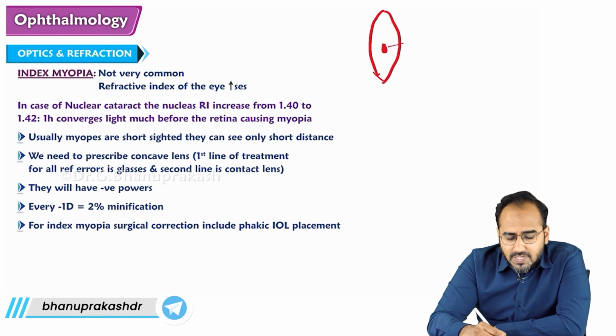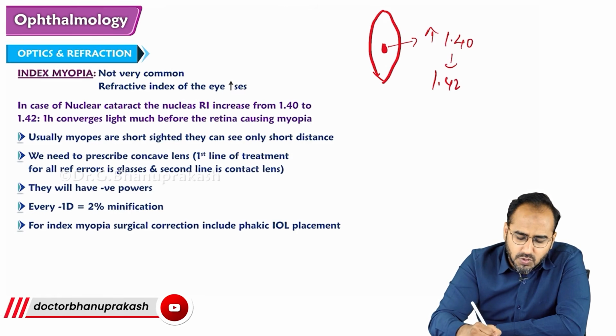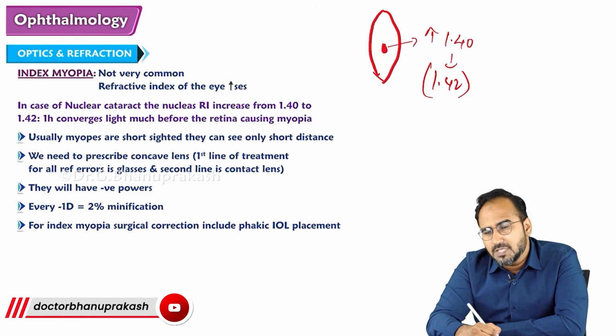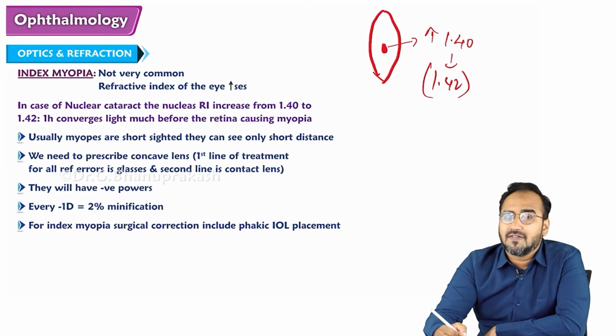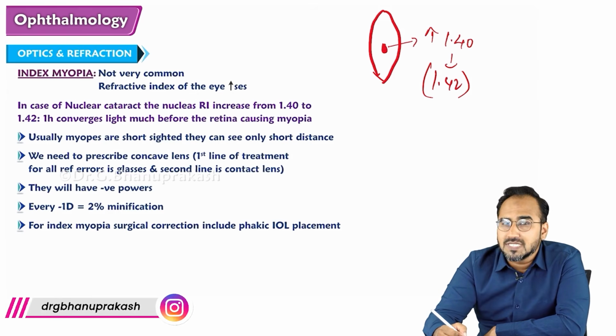When a patient is suffering with nuclear cataract, it increases the refractive index of the lens nucleus. Normal refractive index of the nucleus is 1.4, so it will increase the refractive index from 1.40 to 1.42. As the refractive index is increased, the light rays will focus much before the retina. We have discussed this in nuclear cataract, guys. In nuclear cataract, you will see myopia.